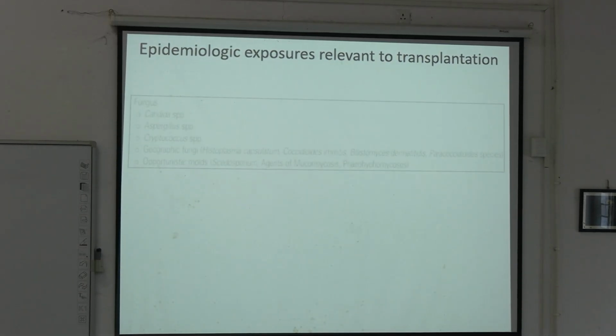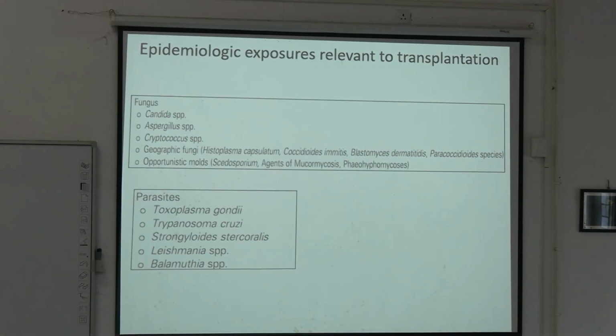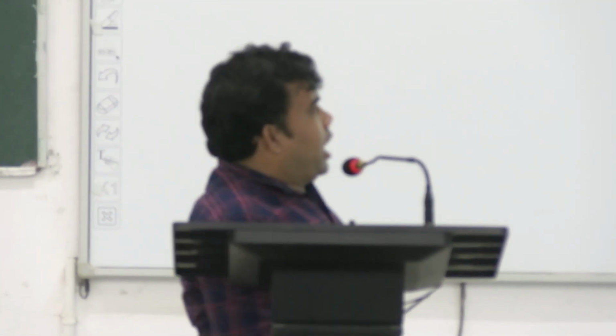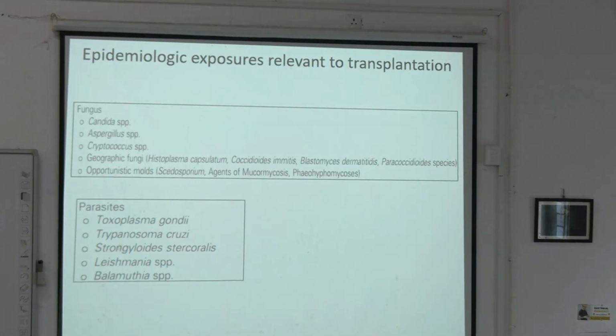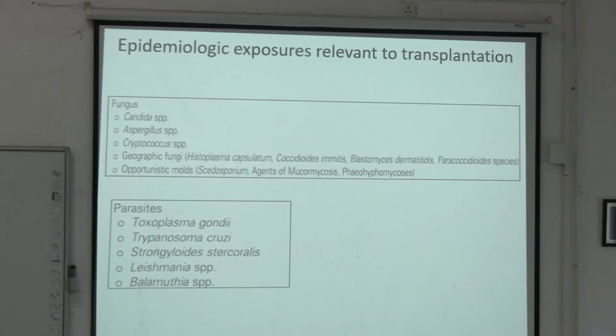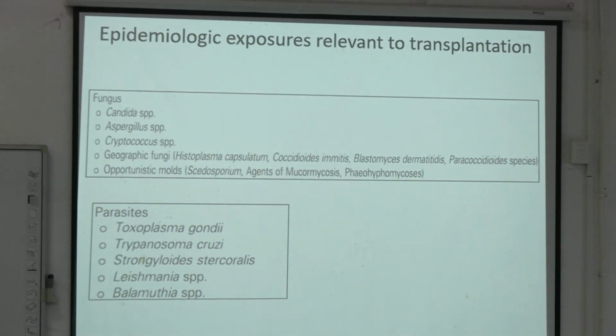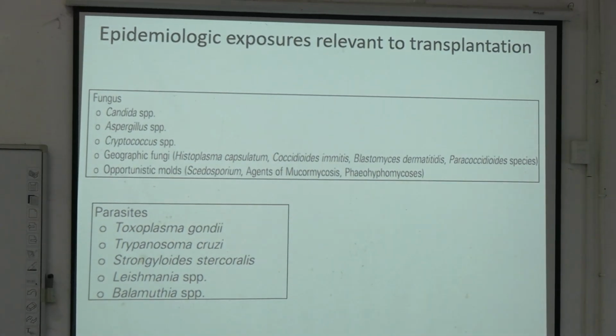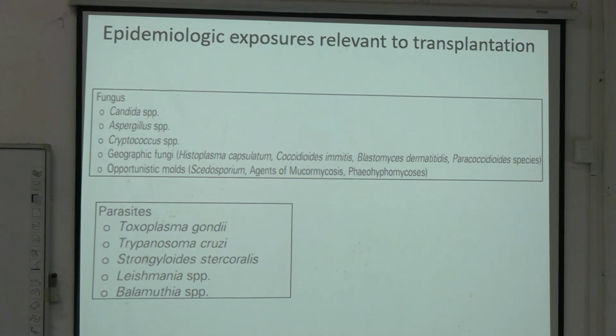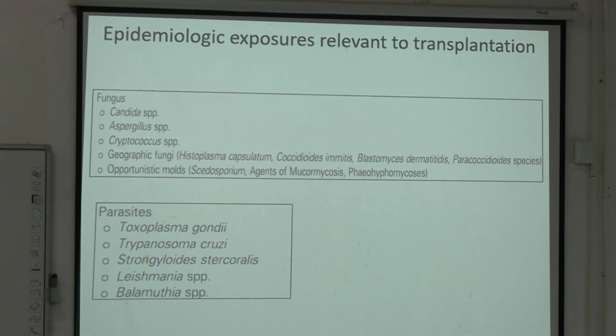The next type of organisms which do cause infections would include the fungi. Among the fungi, commonly we have Candida, either albicans or non-albicans, and Aspergillus, and rarely we can have Histoplasma, Coccidioides, Blastomyces, etc., depending on the geographical area. Similarly, parasitic infections can also be seen, and those commonly seen would include toxoplasmosis, trypanosomiasis, strongyloidiasis, and leishmaniasis.